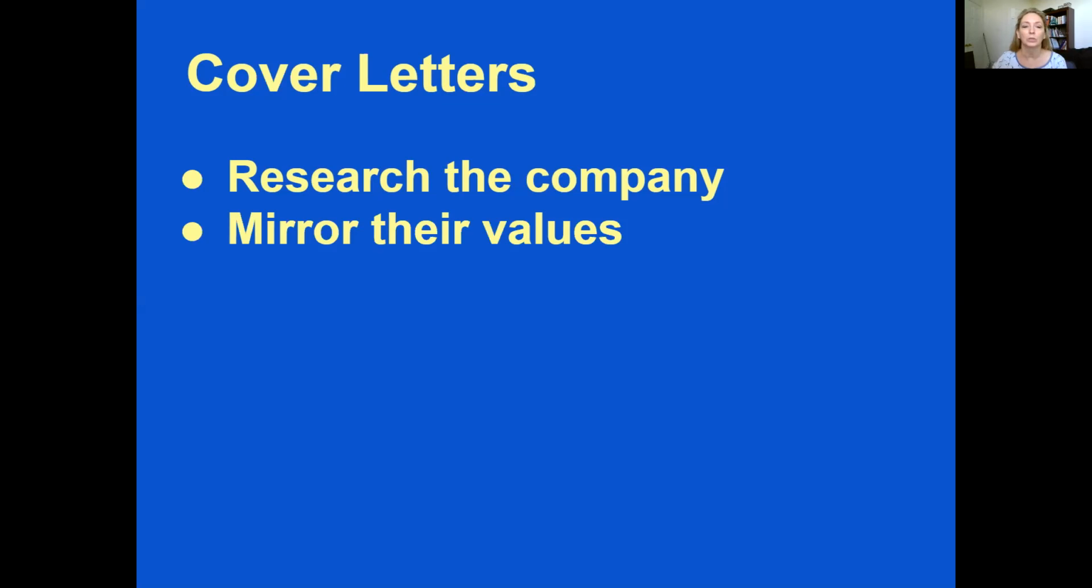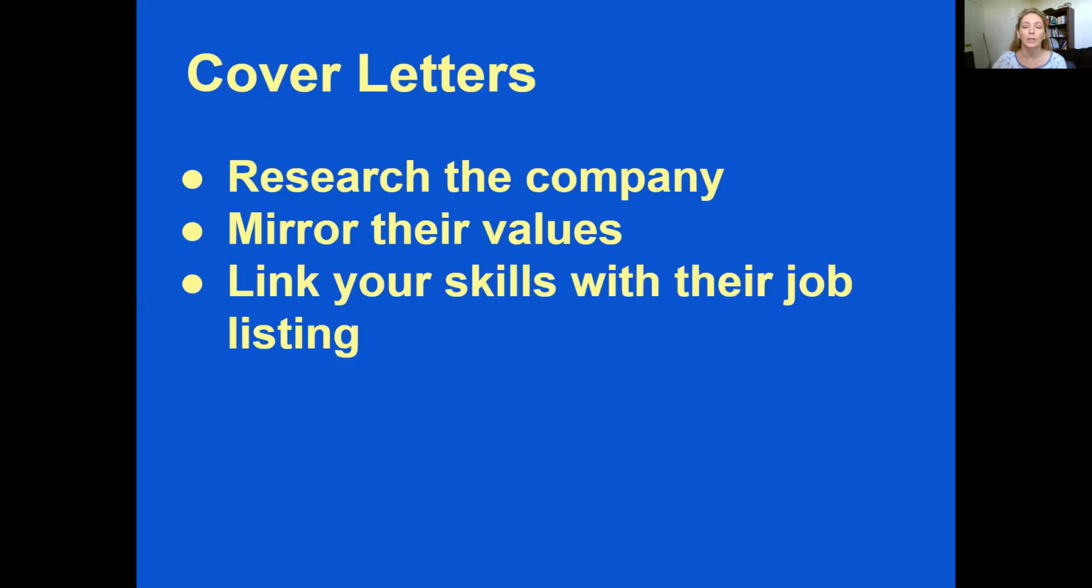in your application materials. You always want to link your skills with their job listing. They've told you in their job listing exactly what they want. We want these people to be able to do these things. These are the required things. These are the preferred things. Make sure that you are mirroring those job traits that they want to have, and show them that you do possess them.